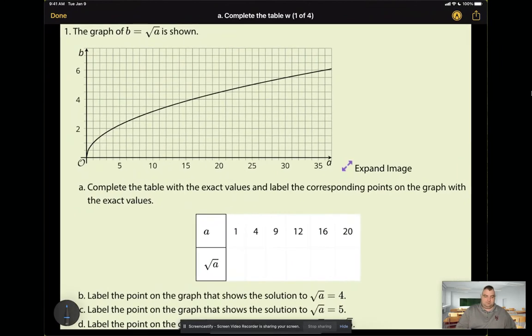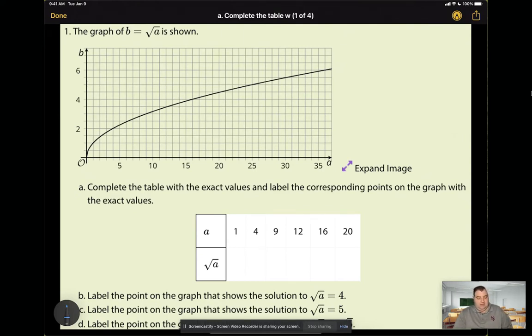Okay. So I have the graph of b equals the square root of a shown below. Complete the table with the exact values and label the corresponding points on the graph with the exact values.